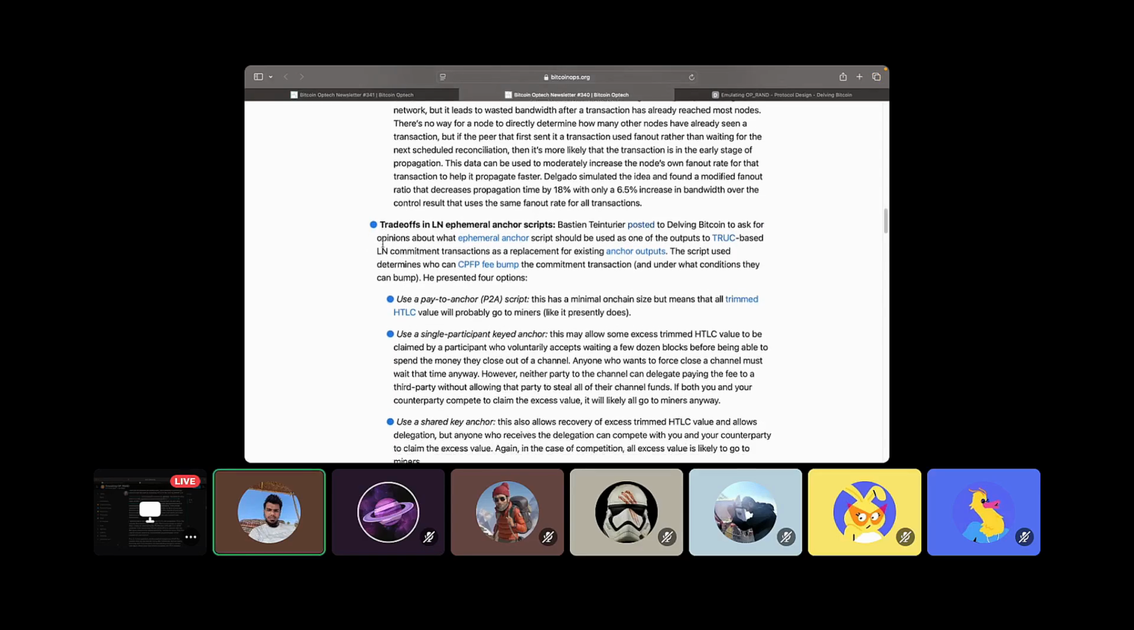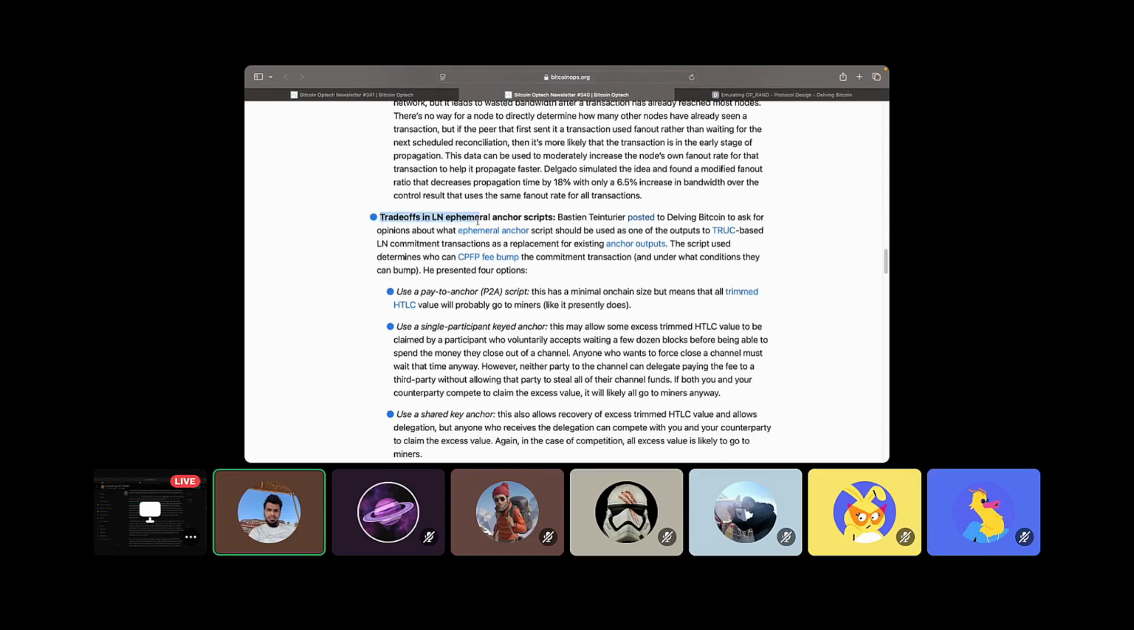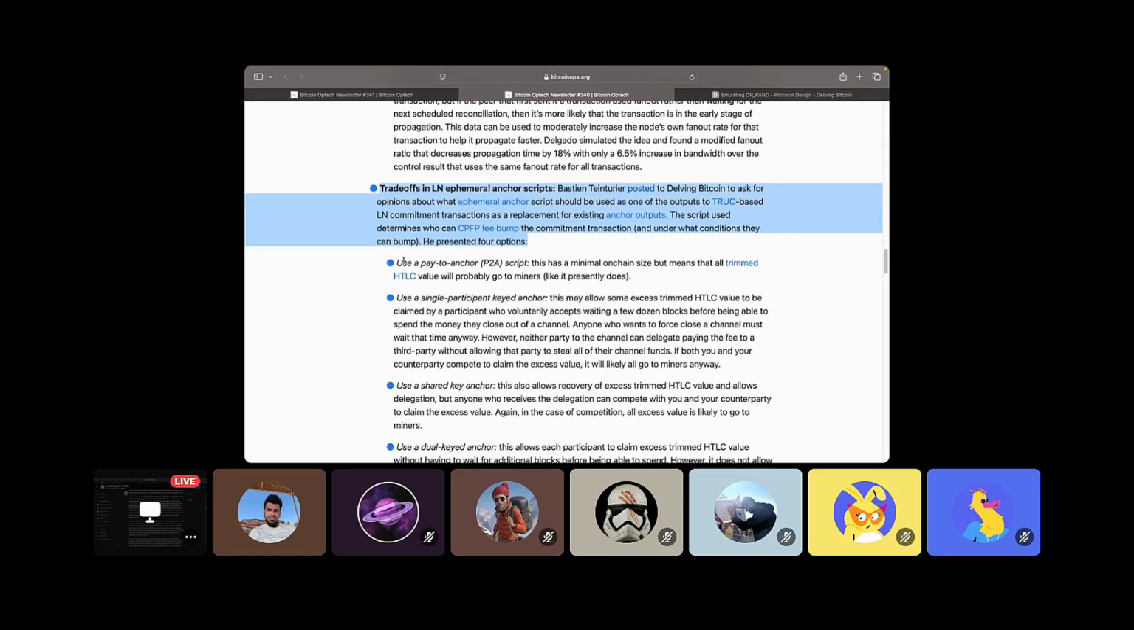The title is Trade-Offs in Ephemeral Anchor Scripts. Bastian or T-Bast posted to Delving Bitcoin to ask for opinions about what ephemeral anchor script should be used as one of the outputs to TRUC-based LN commitment transactions as a replacement for existing anchor outputs. The script used determines who can CPFP fee bump the commitment transaction and under what conditions. He presented four options. Use a pay-to-anchor P2A script. This has a minimal on-chain size, but means that all trimmed HTLC value will probably go to miners like it presently does.